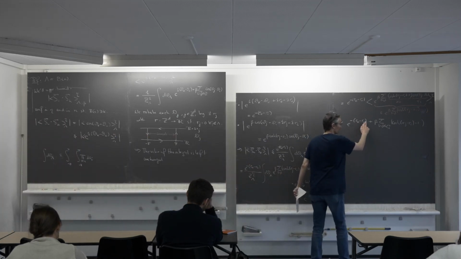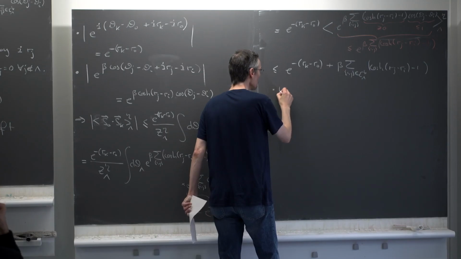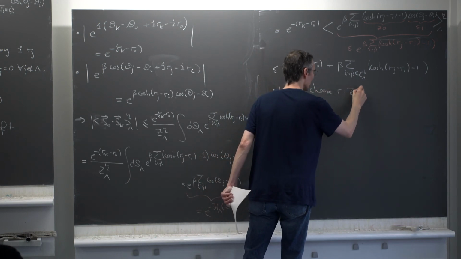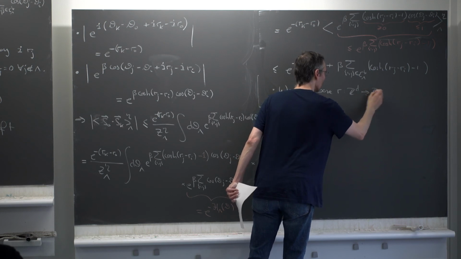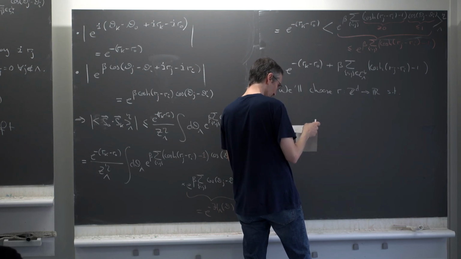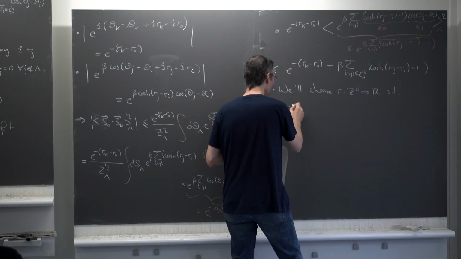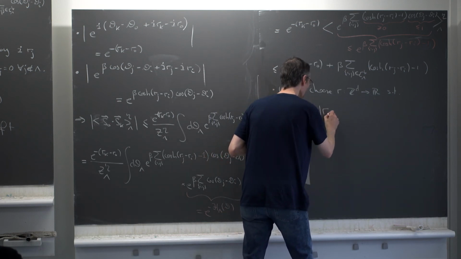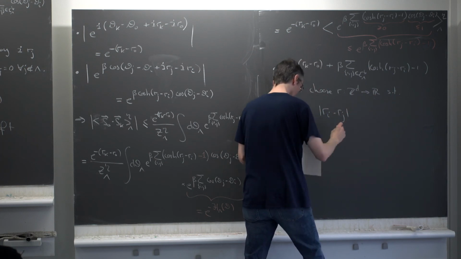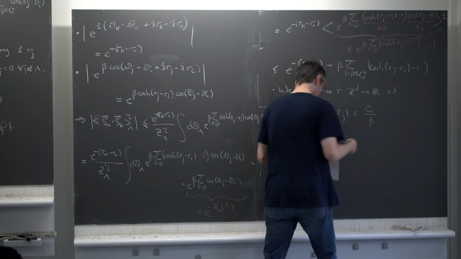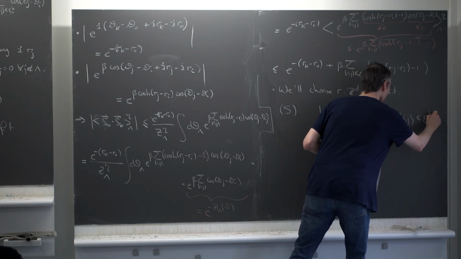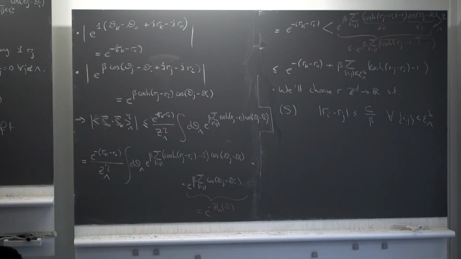The function R that we are going to choose, we'll choose it in such a way that we have the following property. Let me write it down correctly. So I will call it S. I don't remember why I called it S. But |R_i - R_j| is smaller than C over beta for any ij nearest neighbor in the box. I mean, edge intersecting the box.